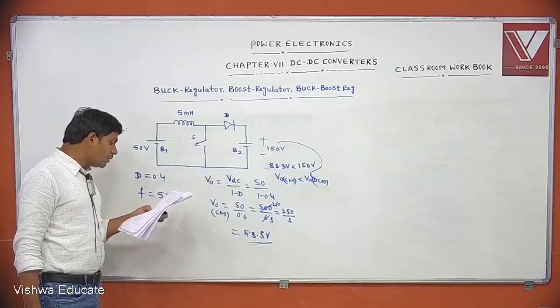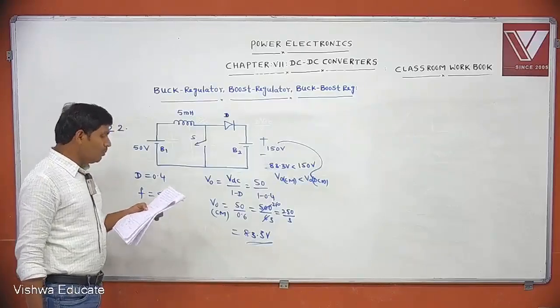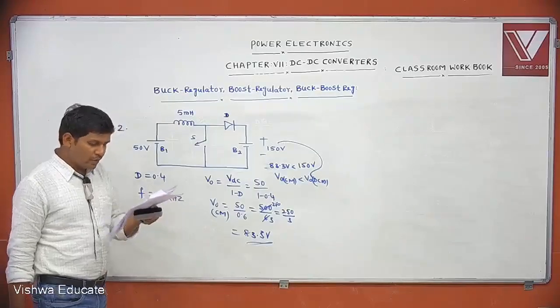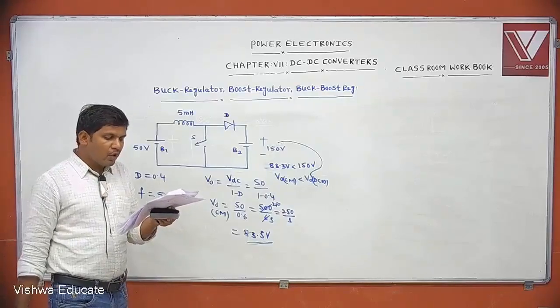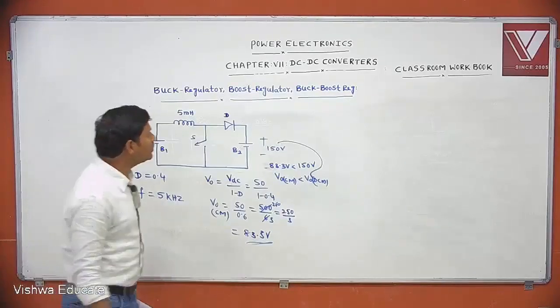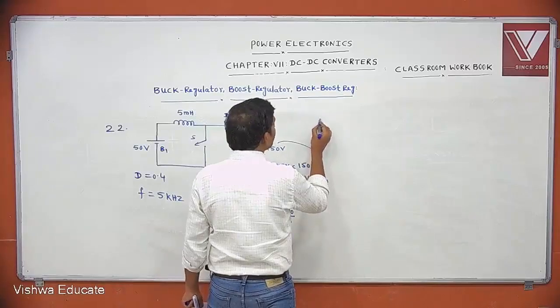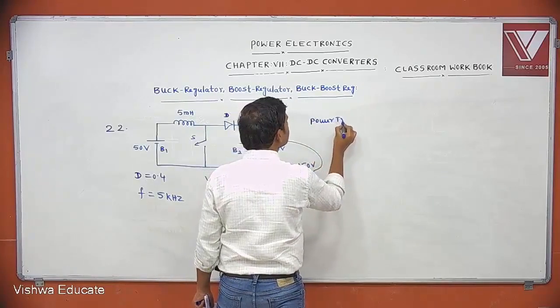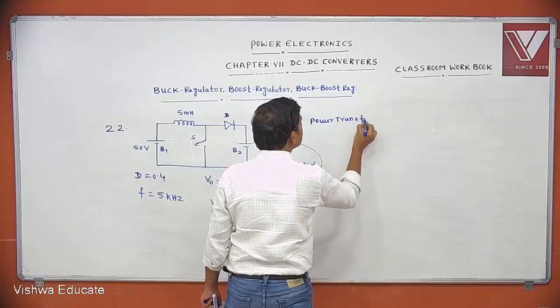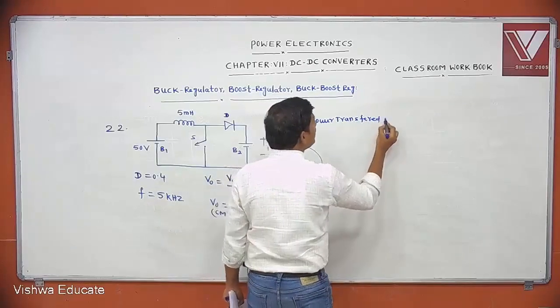Then you want to calculate the power transfer from B1 to B2. How to calculate the power transfer from B1 to B2? Simple. Power transferred equals VDC into IL.